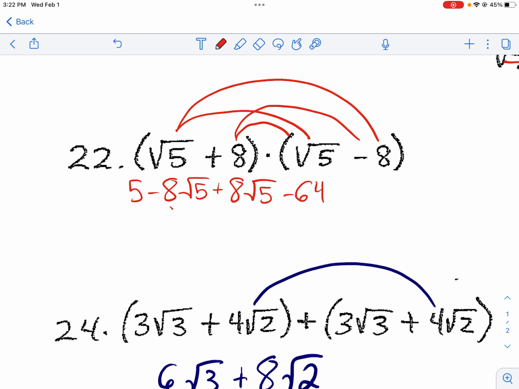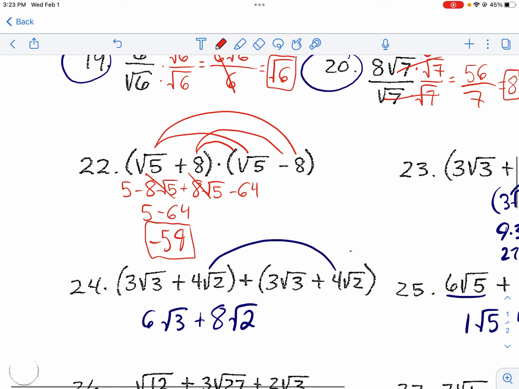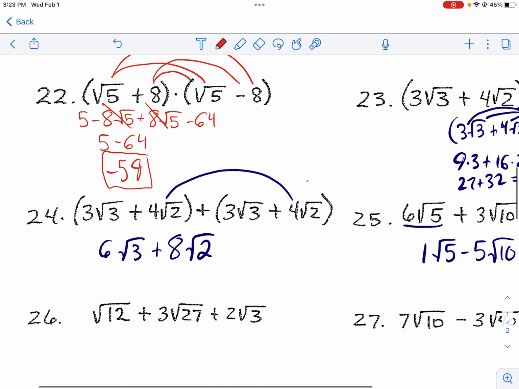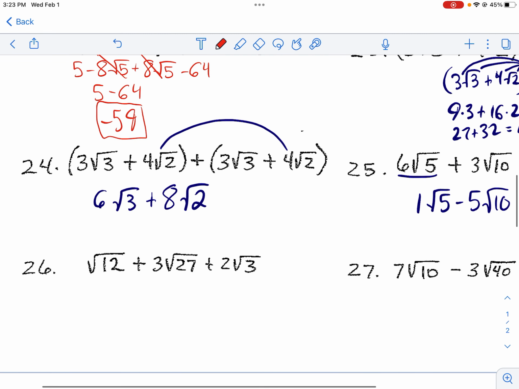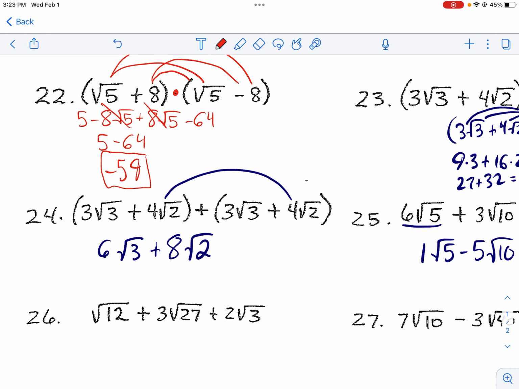So we have a negative 8 square root of 5 and a positive 8 square root of 5. Those cancel each other, and we essentially just have 5 minus 64, which is negative 59, I believe. Double check myself. There we go. All good. Negative 59. That one's not too bad in the end. Again, notice that this is a multiplication problem and this is an addition problem. Very different. This one, you're just combining like terms. This one, you have to double distribute, okay?